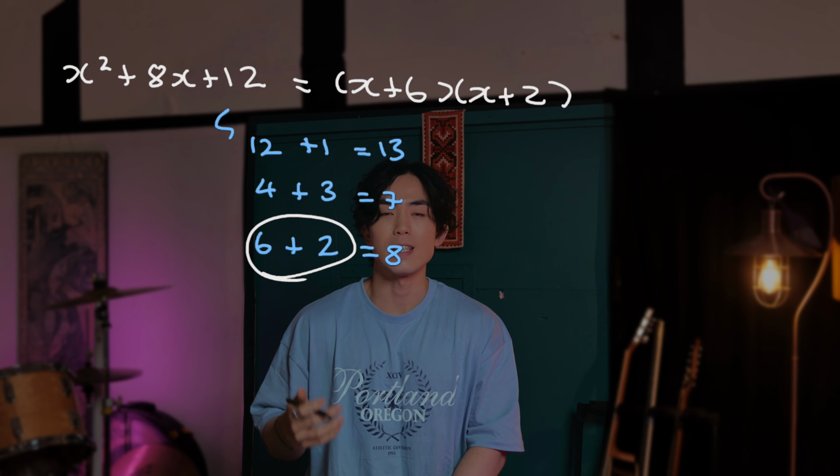This just gets easier and easier with time. So in the beginning, you might have to list it out, but you should be able to see it as you get more confident with these. Let's try one final one. So we get x squared minus 3x minus 10.